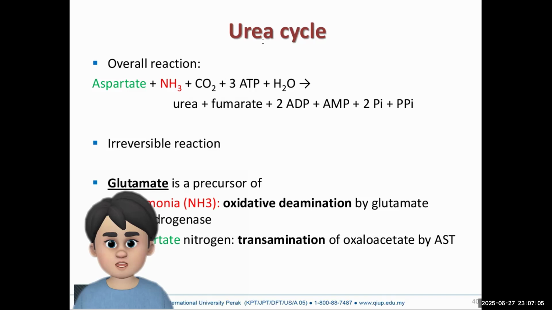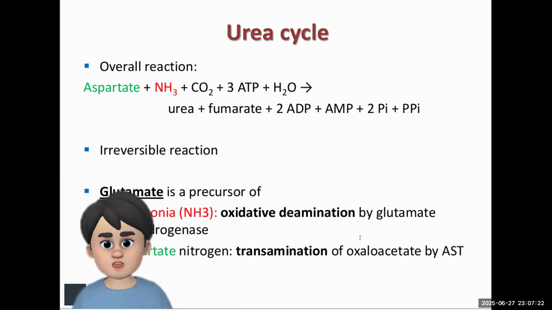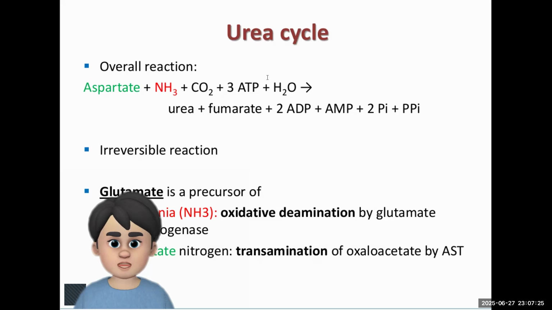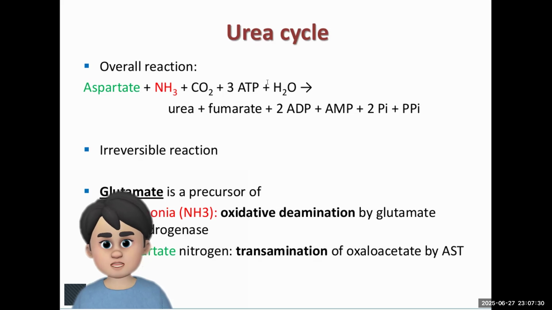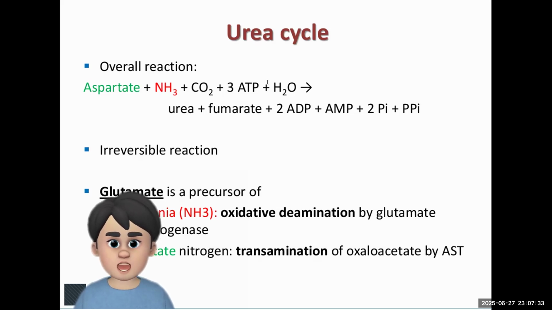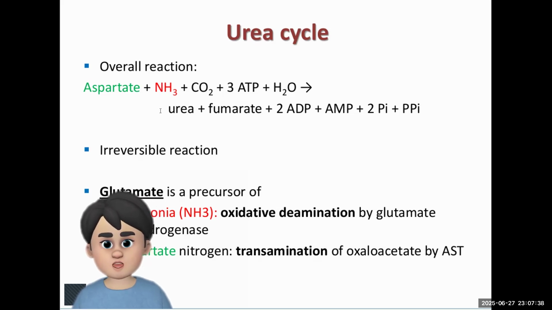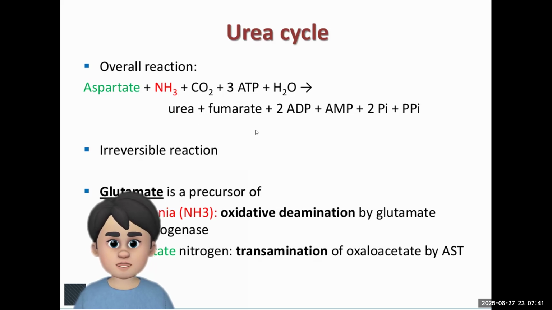Hi guys, today we are starting from the urea cycle. What you see here is the overall reaction of the urea cycle. That means you have to know it has several intermediate steps. Also, there have to be two water molecules and two ADP, and PPi means pyrophosphate, right?